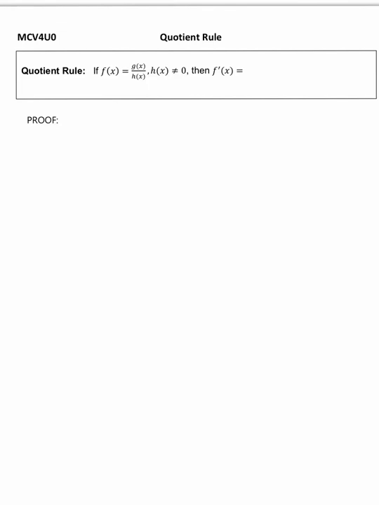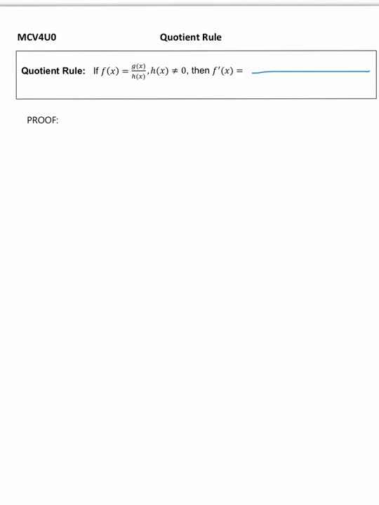Okay, so today we're going to look at the quotient rule, which of course means taking the derivative of a rational function where the denominator is not equal to 0. And the derivative is actually a rational function itself. Okay, I'm going to start on the top.